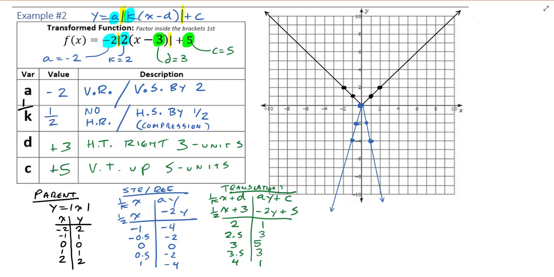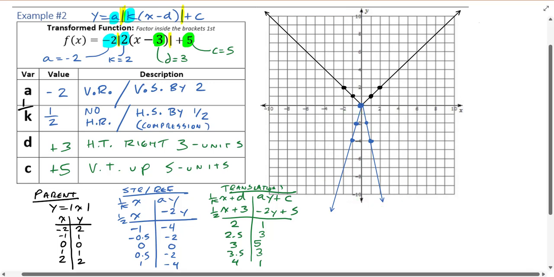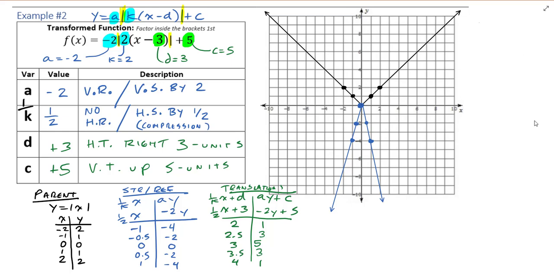So we still have that V pattern, it's just been moved. So it's the same as this one we drew in blue. After we've done all our stretching and reflecting, we've changed the shape of it. Now we're just moving that shape to a new location. So that shape's going to move.